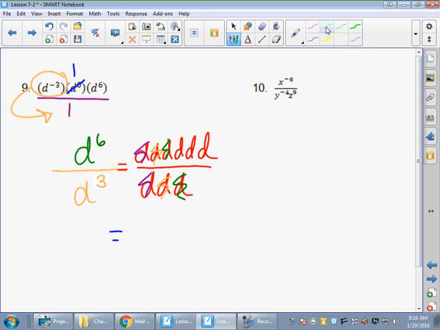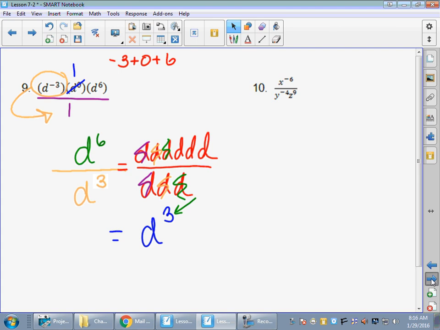3 d's in the numerator, right? So d to the 3rd. I could put over 1, but I don't even need to. So that problem, while it looked a bit tricky, is d to the 3rd for the answer. If we went back to the original, the shortcut when you multiply is to add the exponents. So really, what I could do is negative 3 plus 0 plus 6 should get me a 3 for my new exponent, which I had.